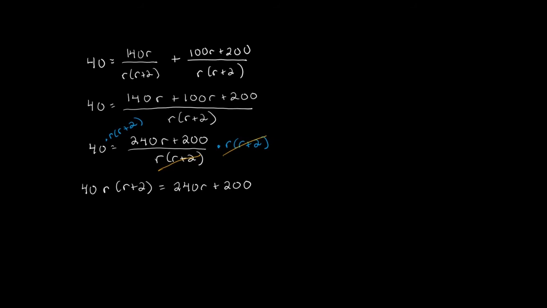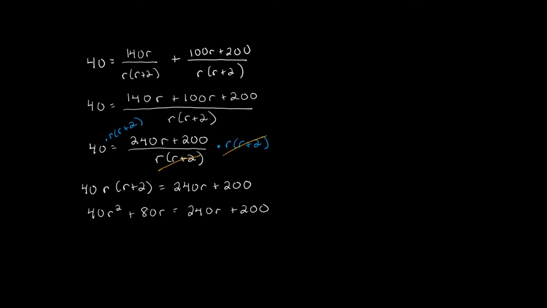So I'm going to distribute on the left. 40r times r gets me 40r squared. Then 40r times 2 is 80r. And this equals 240r plus 200.